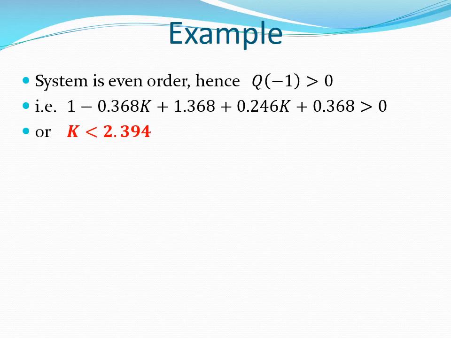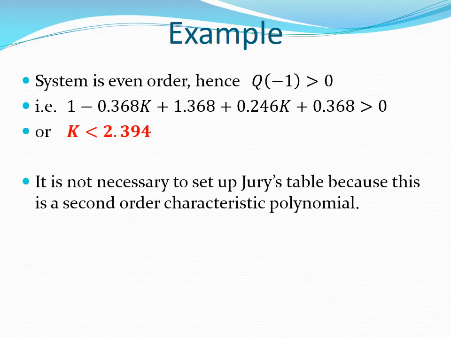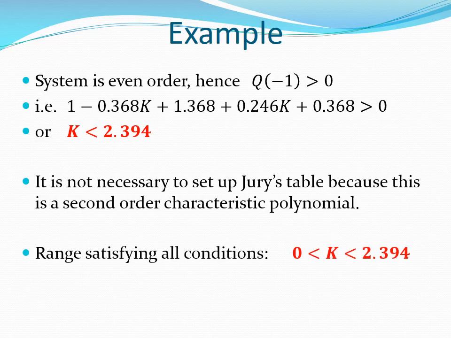Now, the system is second order, which is an even order. So we use the condition that Q(minus 1) must be more than 0. If we apply this condition, we find the range of K as K must be less than 2.394. Because the system is second order, we do not need to proceed to the Jury's table. The range of K that makes the system stable is the range of K that satisfies all the 3 conditions. This range is K is between 0 and 2.394.